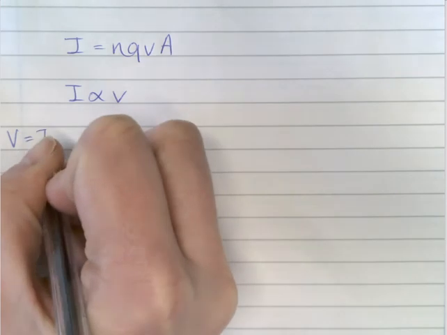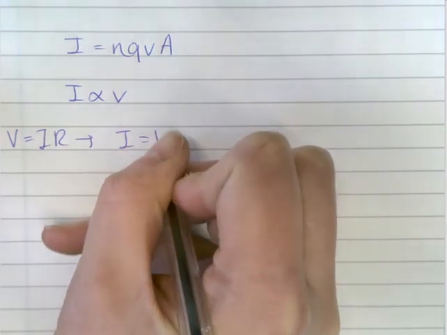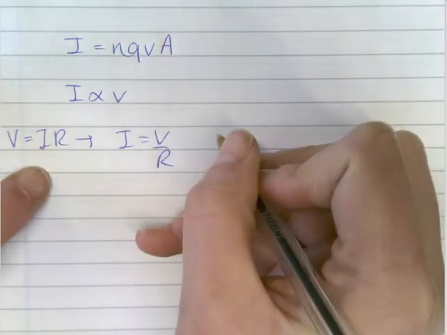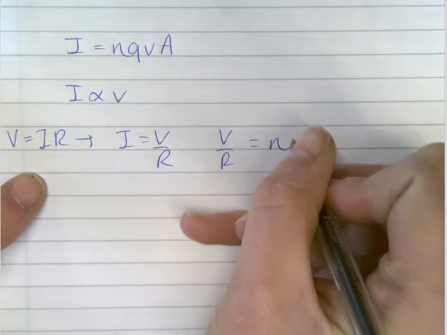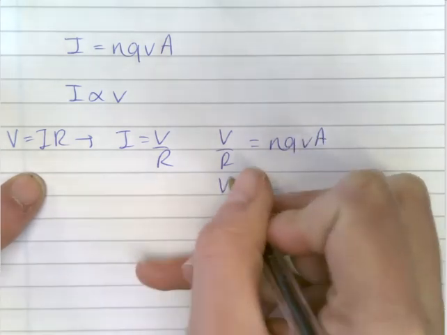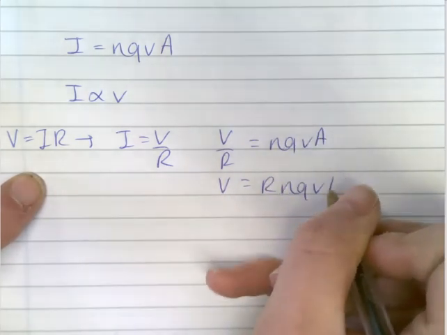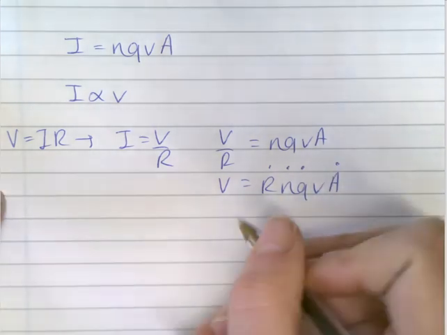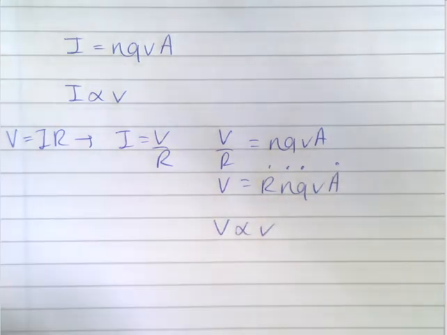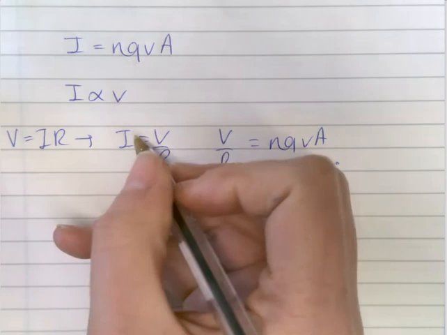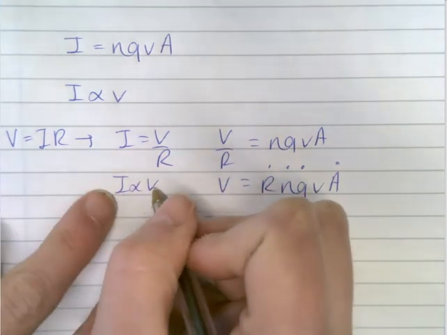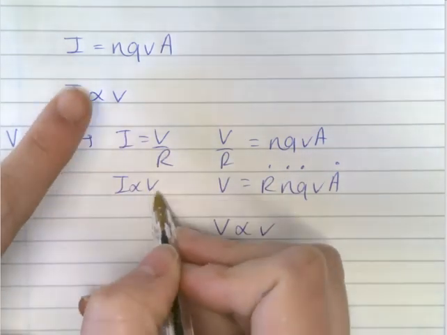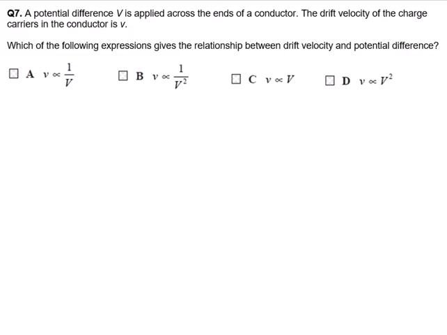V equals IR. Therefore, I equals V over R. So I could write that V over R equals NQvA, or that V equals R NQvA, and resistance, N, Q and A for a certain wire are going to stay fixed, which means that V is proportional to v. Or I could say that I is proportional to V from here, and if I is proportional to little v, they must be proportional to each other. So we are looking for C.